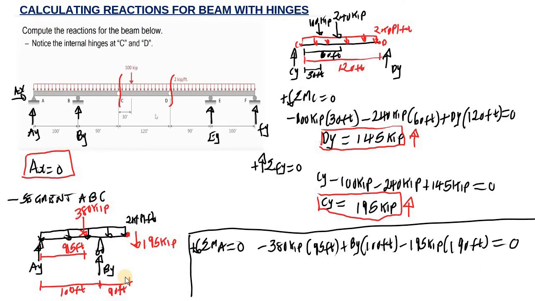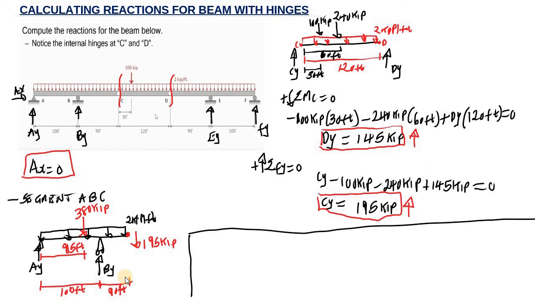So all we need to do is calculate for BY. If you use your calculator, you're going to get BY is equal to 731.5 kip. As you can see, this is a positive value, so our assumption is correct. This is indeed acting upward.